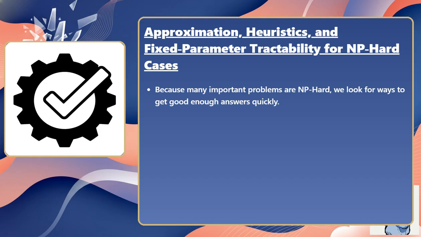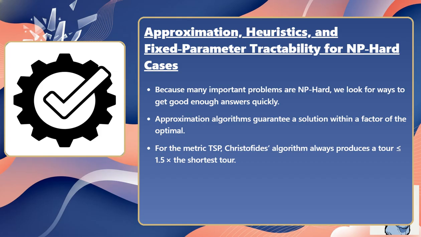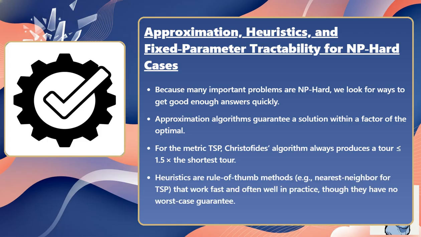Because many important problems are NP hard, we look for ways to get good enough answers quickly. Approximation algorithms guarantee a solution within a factor of the optimal. For the metric TSP, Christofides' algorithm always produces a tour less than or equal to 1.5 times the shortest tour. Heuristics are rule of thumb methods, for example nearest neighbor for TSP, that work fast and often well in practice, though they have no worst case guarantee.